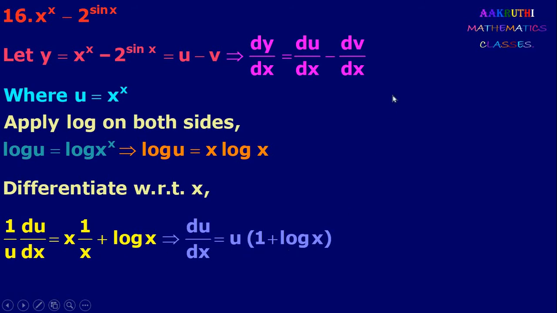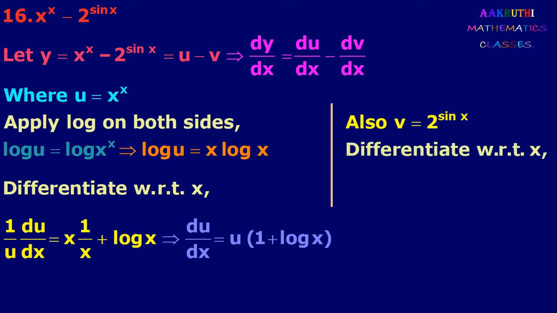Same time, find dv by dx. Now here we are taking v equal to 2 to the power sin x, and it is of the form a to the power x, and a power x differentiation is a power x into log a. So no need to apply log, directly we can differentiate. So differentiate with respect to x, we get dv by dx equal to 2 to the power sin x into log 2.